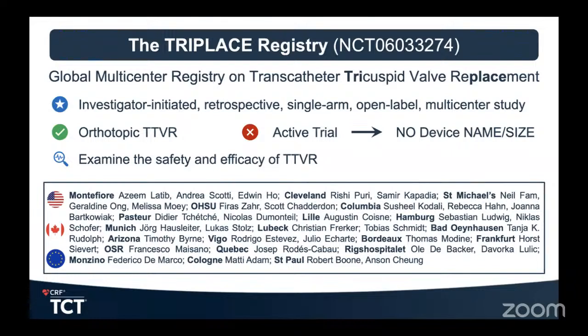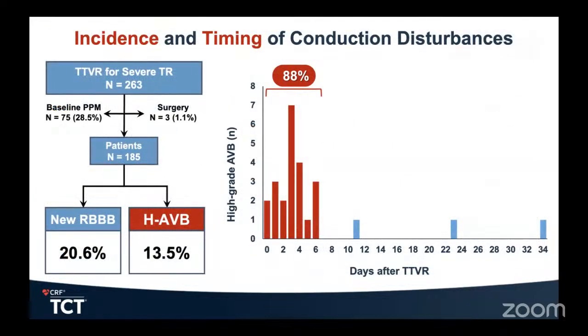It's a retrospective, single-arm, and open-label study. We are investigating all the procedures on orthotopic TTVR. And we excluded at the beginning all the patients being in studies, so we didn't disclose for the first study any name or size of the valve, with the goal of examining the safety and the efficacy of transcatheter tricuspid valve replacement. So these are the first results. I'll be very short and show you the main findings.